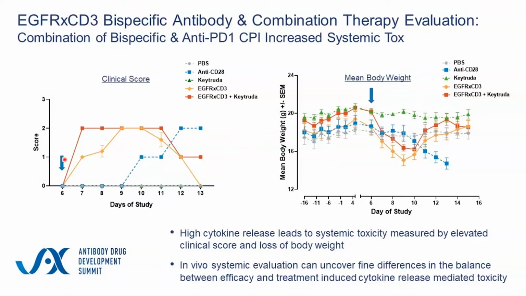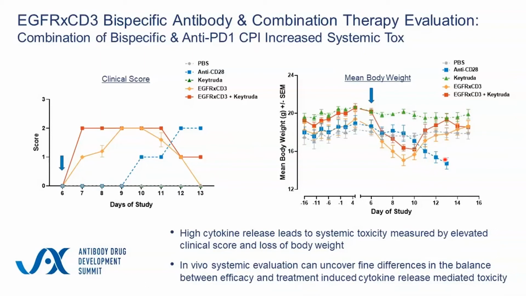the dosing. With the anti-CD28, we saw that these mice developed late developing clinical scores, which had nothing to do with the cytokine release, but had to do with tumor burden. So after dosing, we see a decline in body weight with the bispecific and the combination therapy, and we see this late development of body weight loss due to the tumor accumulation.